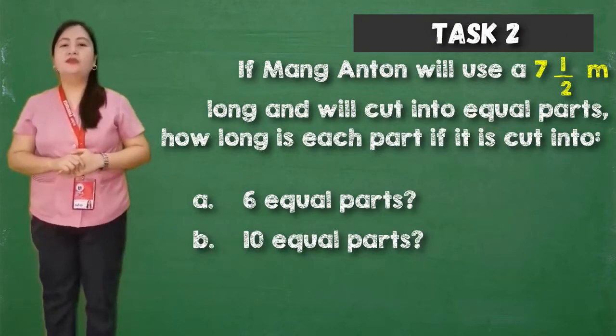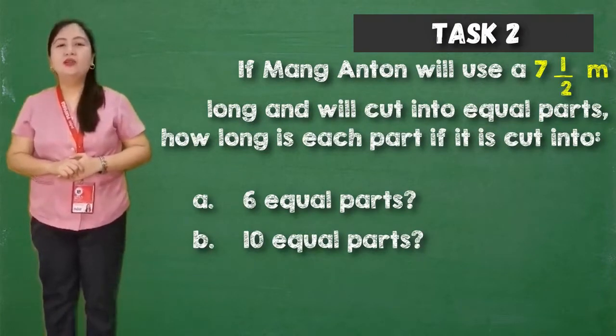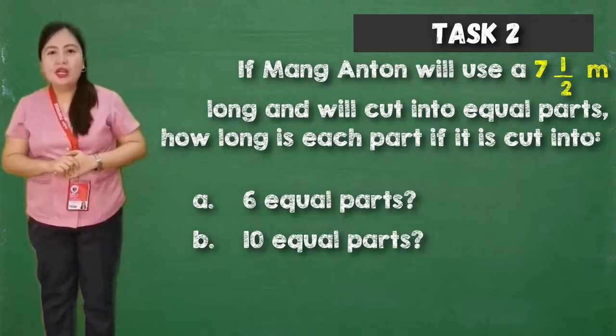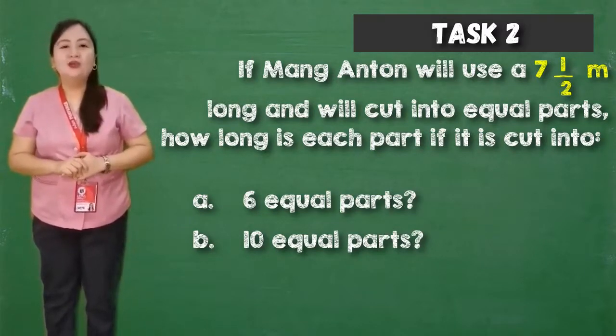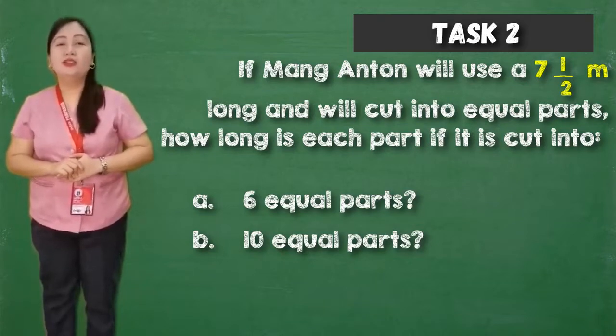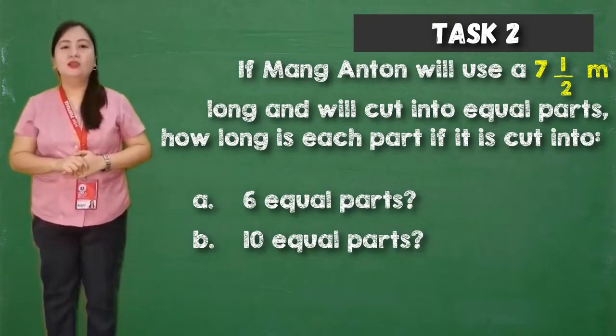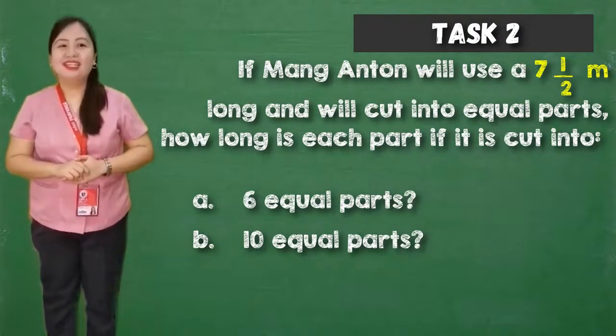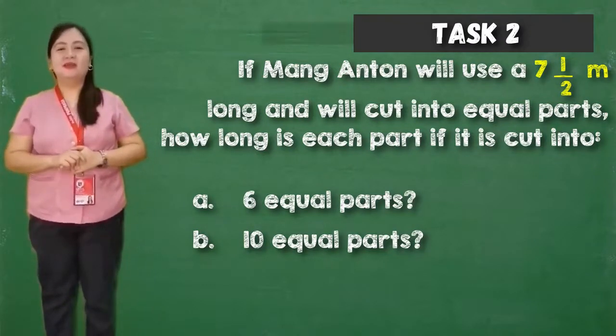Task number 2. If Mang Anton will use a 7 1/2 meters long cloth and will cut into equal parts, how long is each part if it is cut into A. 6 equal parts, B. 10 equal parts?